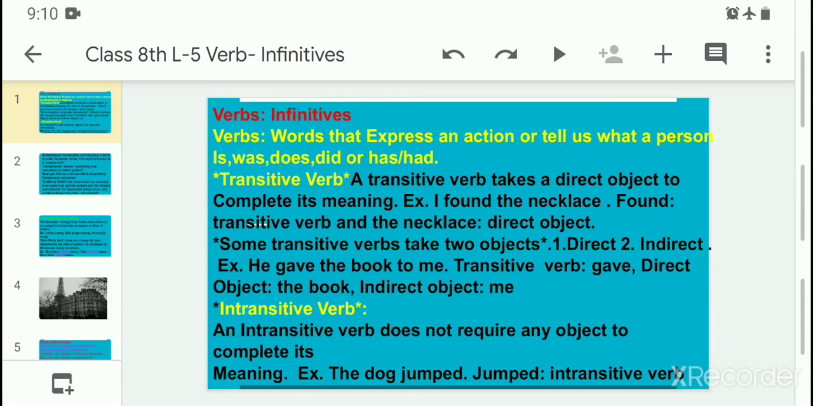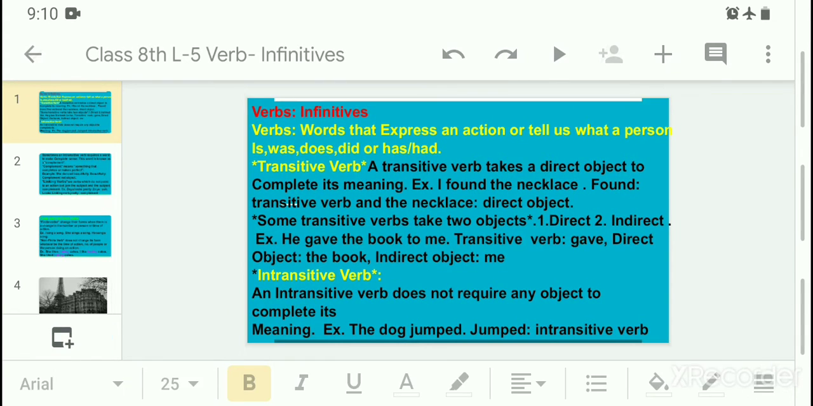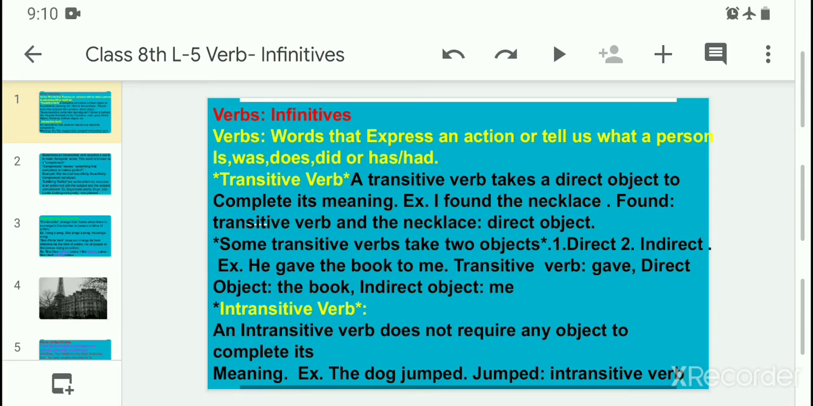So what is the meaning of direct object? The direct object relates to the verb directly and is directly affected by it also, right? What is the direct object? Direct object relates to the verb and is directly affected by it. Okay? And what is the indirect object here? Because in the next line you will see some transitive verbs take two objects, direct and indirect object. I hope direct object is clear to you.